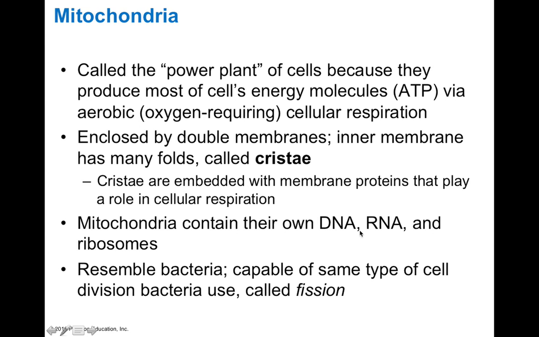Now, mitochondria actually have their own DNA and RNA, as well as their own ribosomes. In fact, mitochondrial ribosomes are more similar to bacterial ribosomes than they are to other eukaryotic ribosomes within our cells. So it's believed then that mitochondria may have actually started out as their own kind of unique bacteria, because they even divide through fission, which is how bacteria divide.